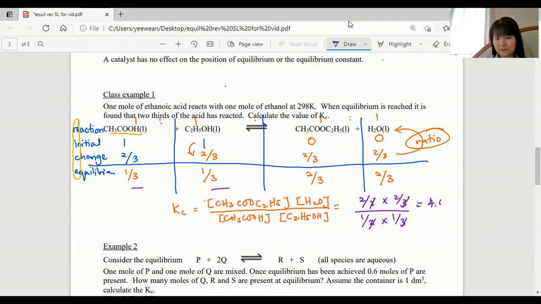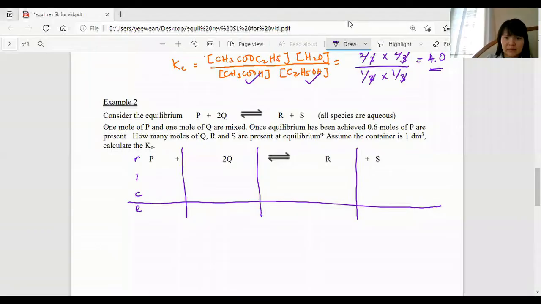The answer is 4. And for this case, there's no unit because this would be in mole per dm cube, mole per dm cube, mole per dm cube, so they got cancelled out. Now let's try one where the ratio is not all 1:1. So there's 2Q here, and we draw the R.I.C.E table here as well.